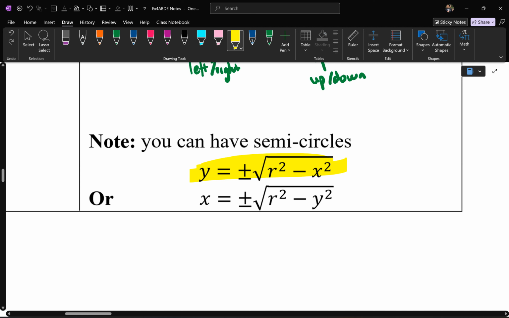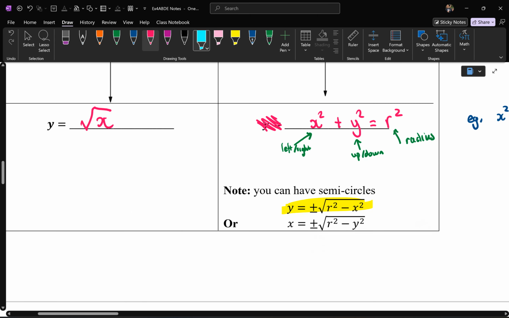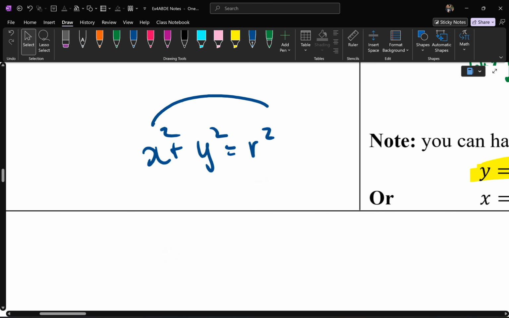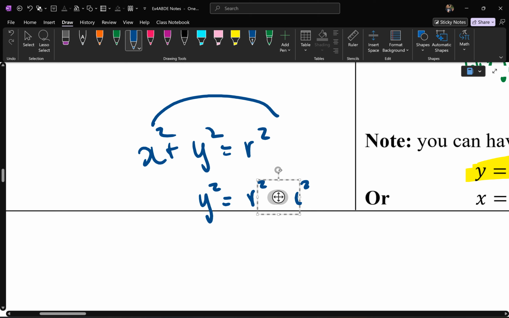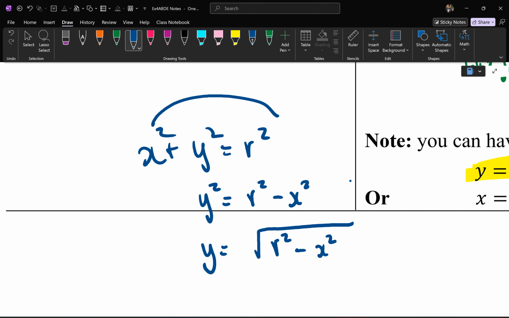This plus or minus? This is where it comes from. You had your x squared plus y squared is equal to r squared. If you just rearrange it, that's all it is. So if I just move the x squared across, you get y squared is equal to r squared minus x squared. R squared minus x squared. Square root both sides. But remember, when you square root, what should you have? Plus minus.